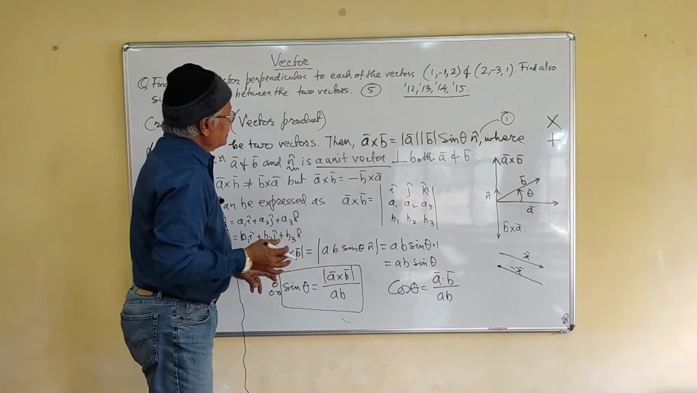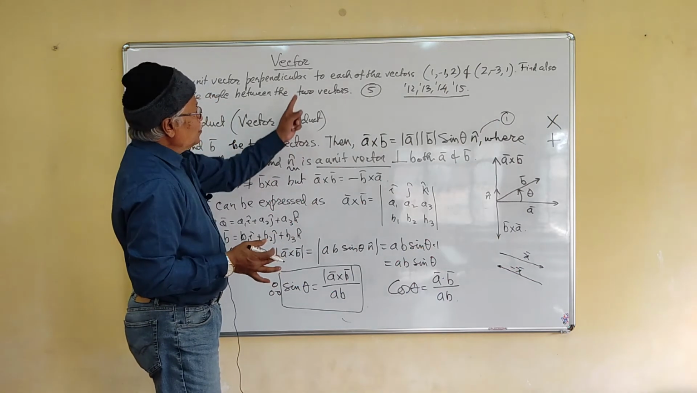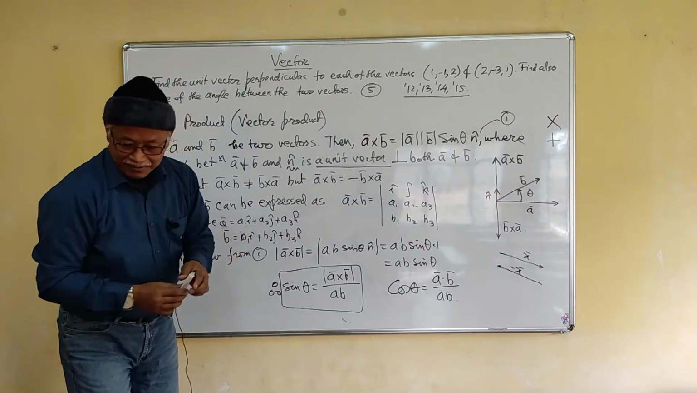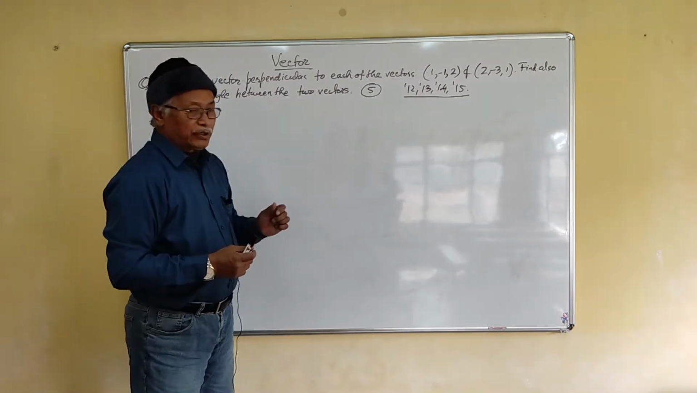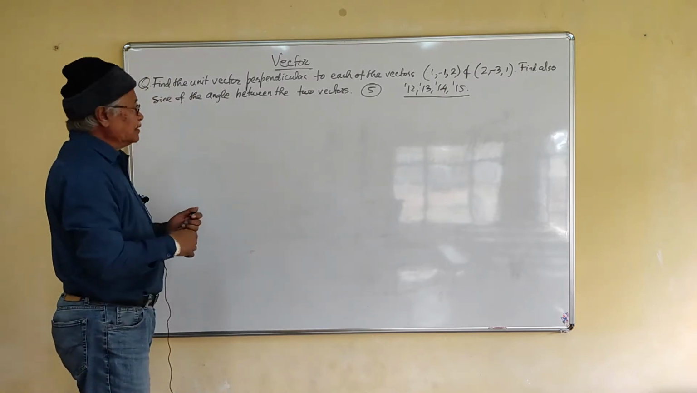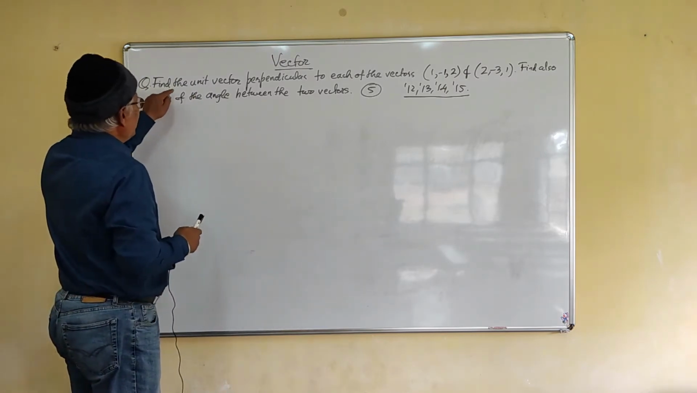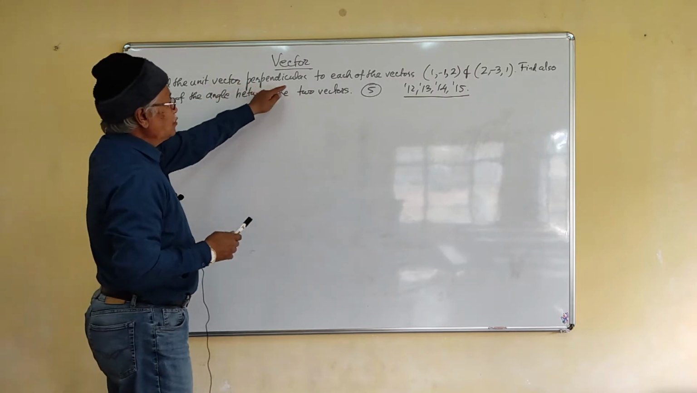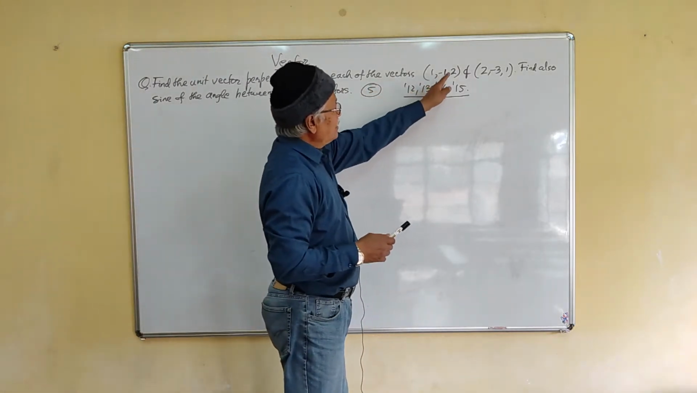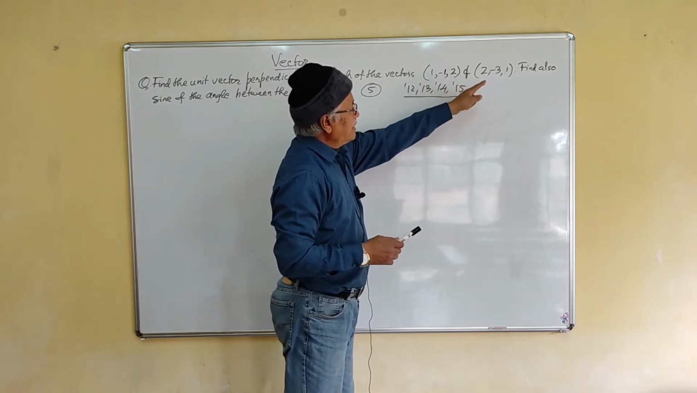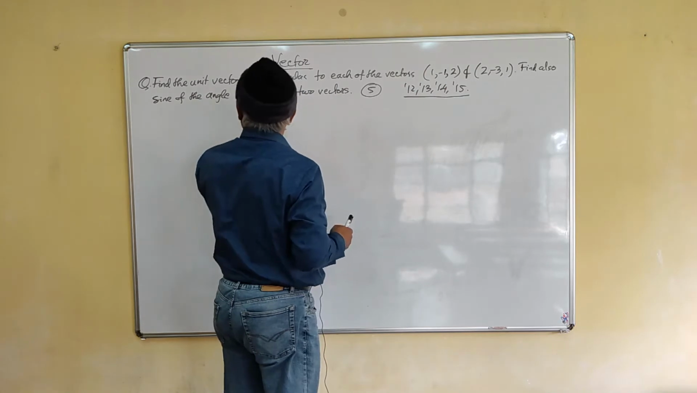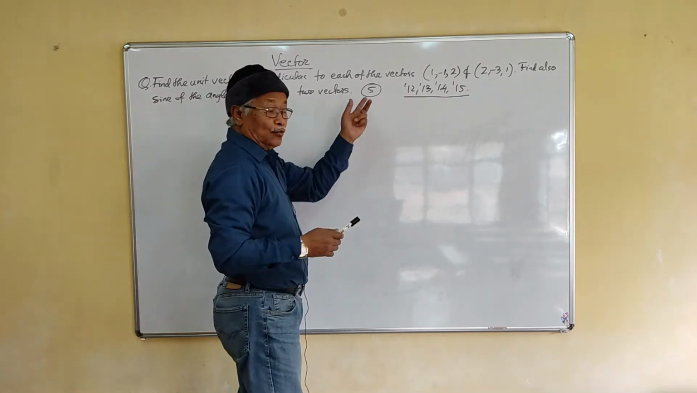Okay. So we will try to work out this problem now. Last problem, okay? Now we are going to try to solve this problem. The problem says: find the unit vector perpendicular to each of the vectors (1, minus 1, 2) and (2, minus 3, 1), and find also the sine of the angle between the two vectors.